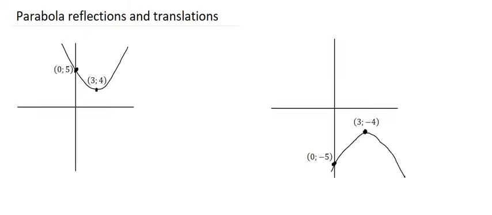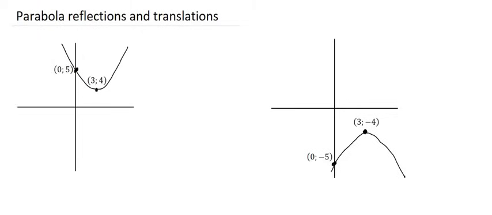We will now look at reflections and translations. So let's look at a few examples or a few ideas of what we mean when we talk about a reflection, and then we will have a look at what we mean by a translation. Here we can see a parabola on the left hand side that has coordinates 0, 5 and 3, 4.